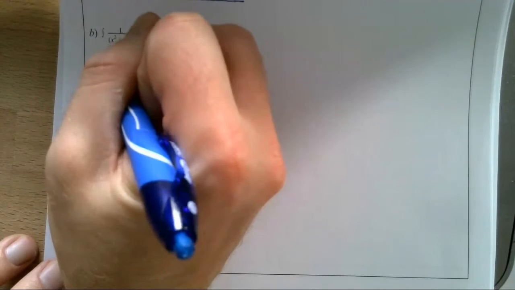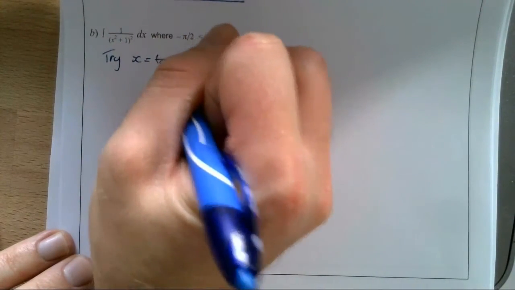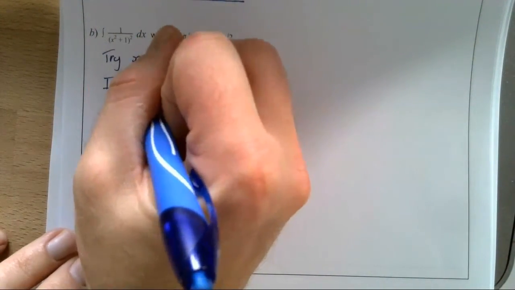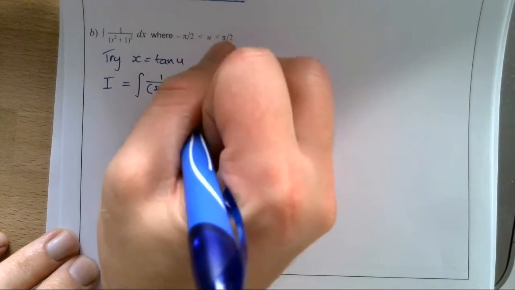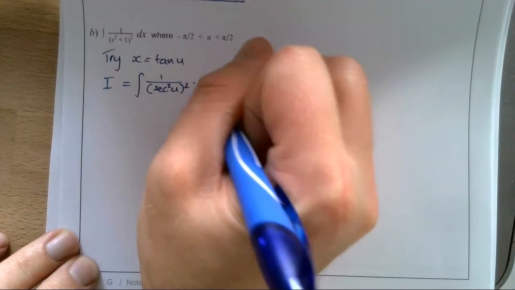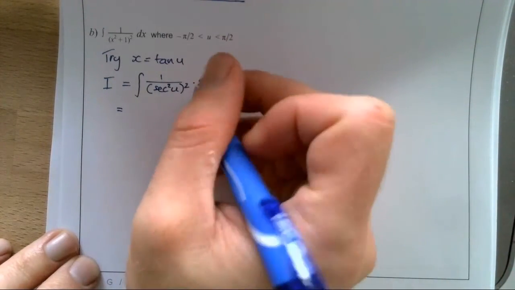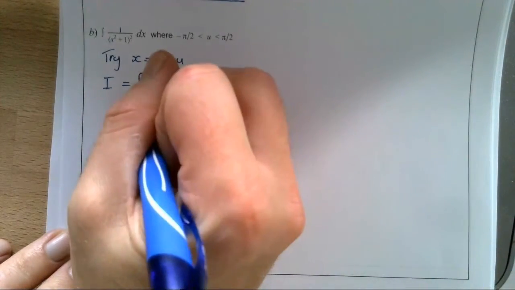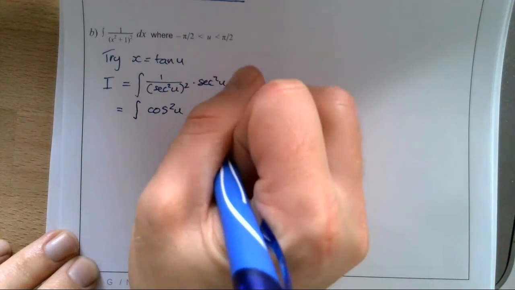Okay, so you're going to use exactly the same substitution as before, and I'm not going to write out all the extra bits then, because we've already got those from the previous question. But what that means is we're going to have 1 over sec squared u times sec squared u du, which means we're going to end up with 1 over sec squared, because one of these cancels, and 1 over sec squared is just cos squared u du.